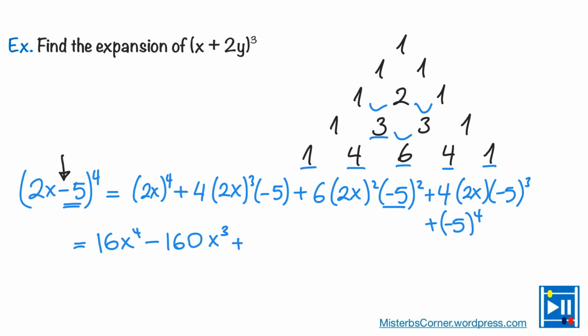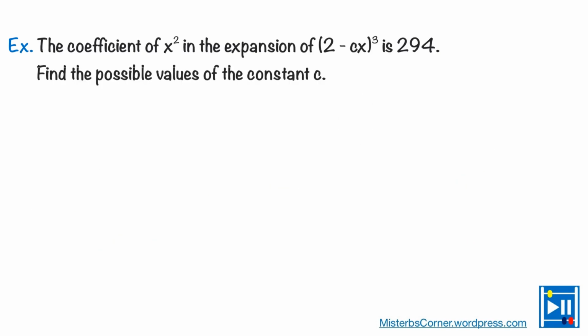Another example. The coefficient of x squared in the expansion of 2 minus cx brackets cubed is 294. Find the possible values of the constant c. Now this is binomial expansion question in reverse, right? So basically someone just expanded this, right, and then found out that the coefficient of x squared is 294, right? So we're trying to find the possible values of the constant c appearing in here.